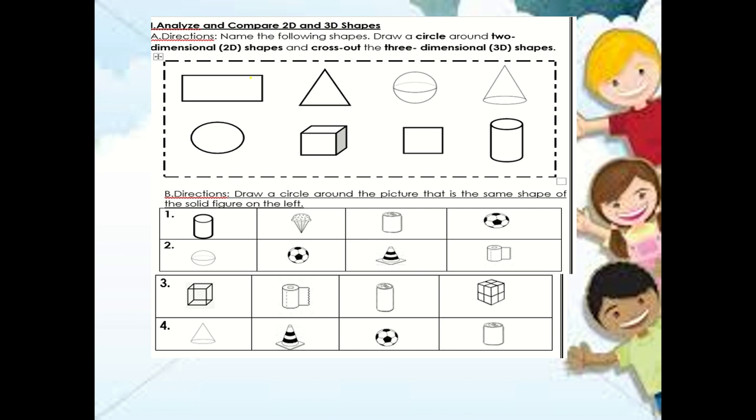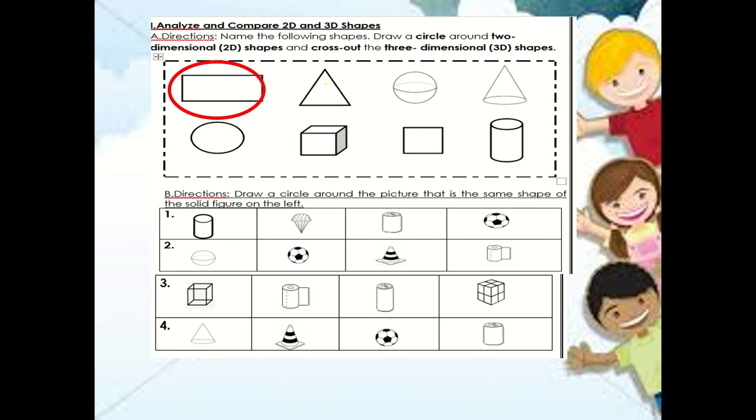The first one. This is a rectangle. Is a rectangle 2D or 3D shape? Yes, you are correct. It's 2D shape. So what will you do? You're gonna circle it. Again, I will repeat. Circle if it is 2D shape and cross out if it is 3-dimensional shape. Okay, let us continue, but you will do it by yourself.